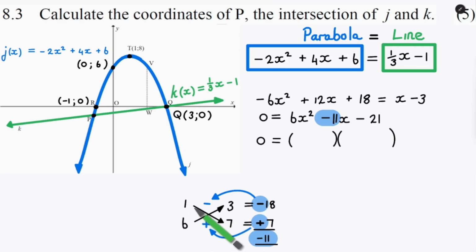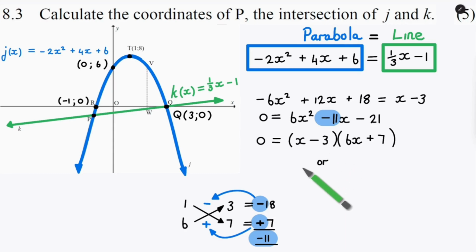Our first bracket, we just chuck a little x here, chuck a little x here. And then my first bracket will be x minus 3 over here when I factorize the trinomial. Then my second bracket will be 6x plus 7, which I will put over here. And from these two brackets, we're going to get our two answers.